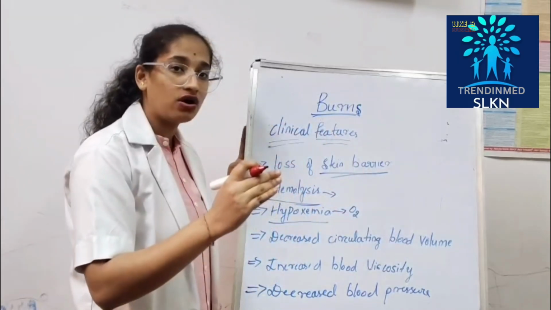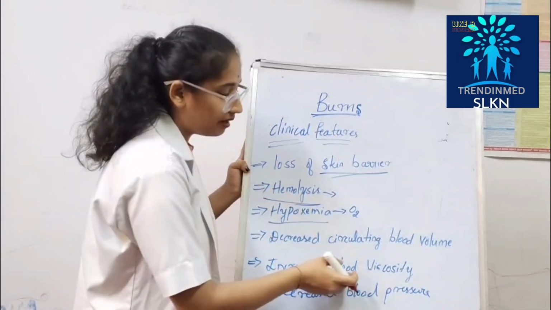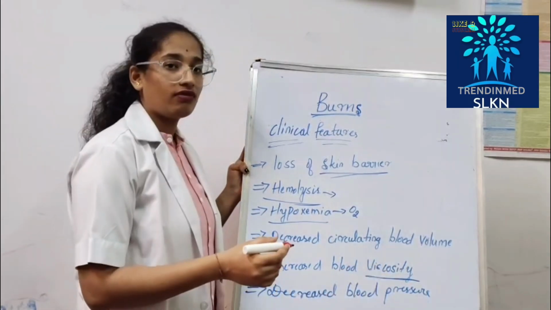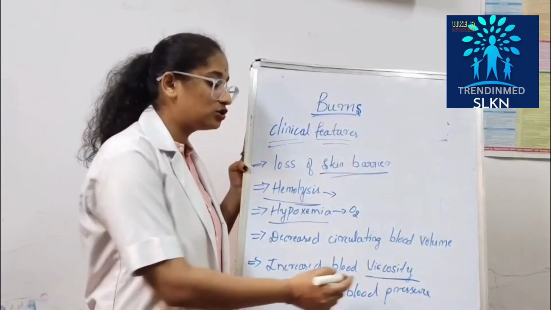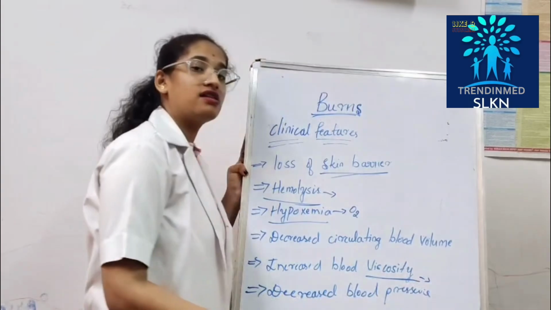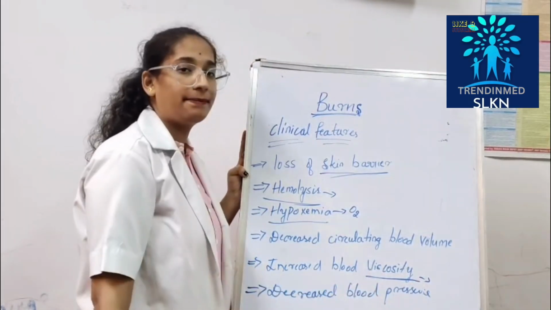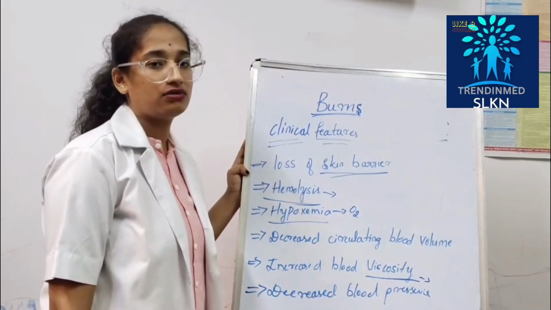So blood volume also decreased. Then the blood viscosity increases. Viscosity means the blood becomes too thick and does not flow normally. Then the blood pressure decreases. So blood pressure will decrease.